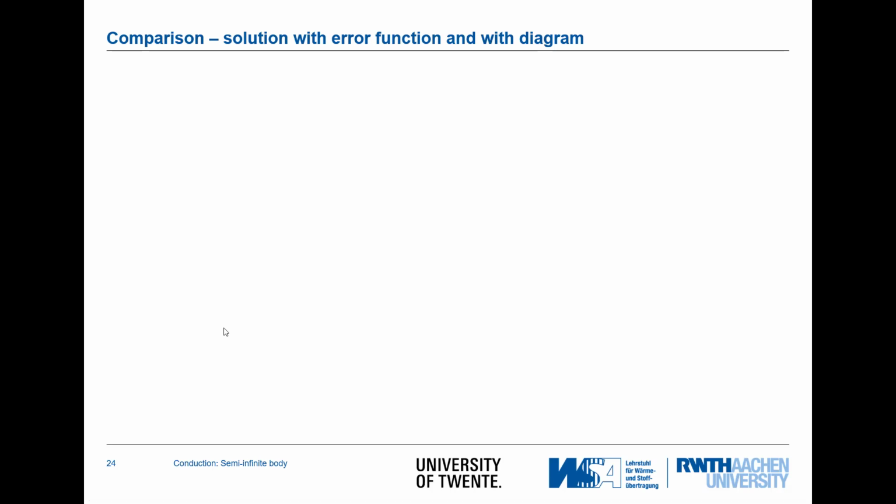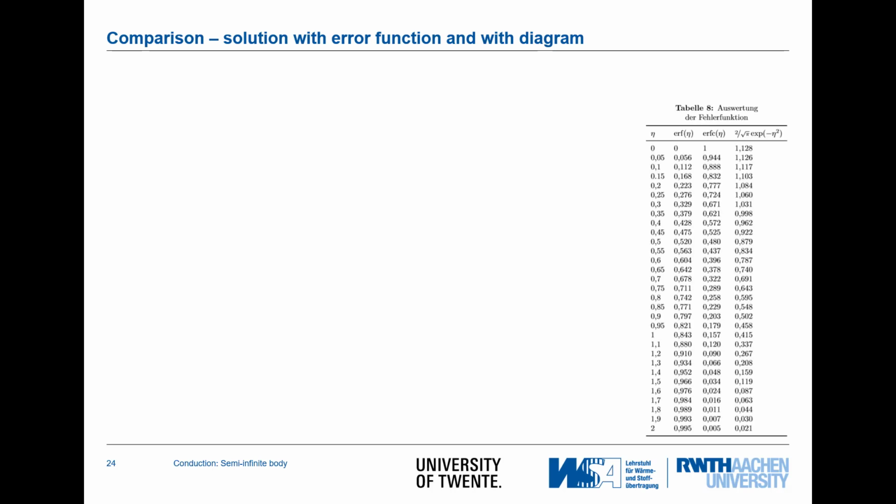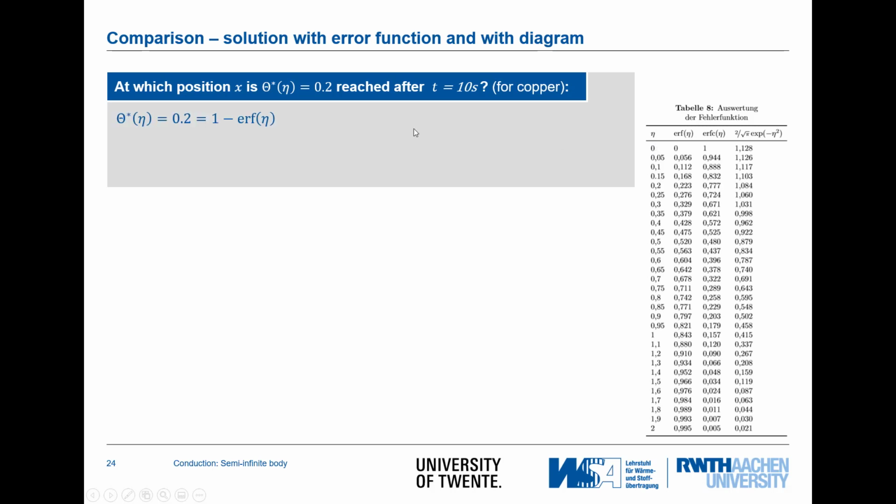Now let's compare the solutions with the error function and the diagram. Finally, we looked at the case where theta star of eta is equal to 0.2. So if we use the error function, we are looking for the error function value of 0.8. Let's do that. The error function value of 0.8, or 0.797, is 0.9. So eta in this case is 0.9.